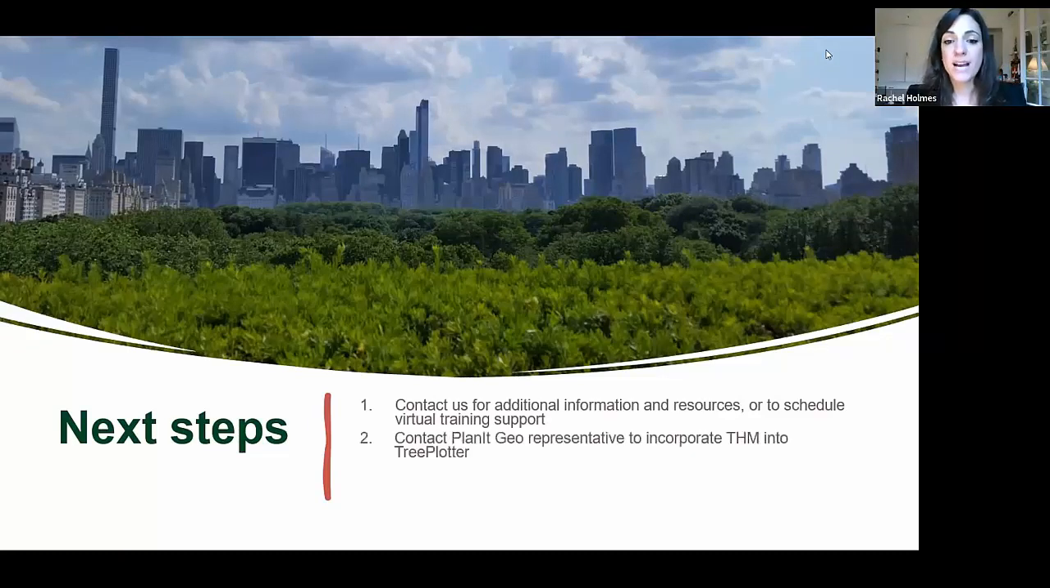But also, and perhaps even more importantly, contact your PlanIT Geo representative so that you can incorporate these tree health metrics into your version of TreePlotter. And I'll wrap up by saying that we're extremely thankful to Ian Hanu, to Elizabeth, and to your team for working with us to help bring these tree health methods and these tree health assessments to life.